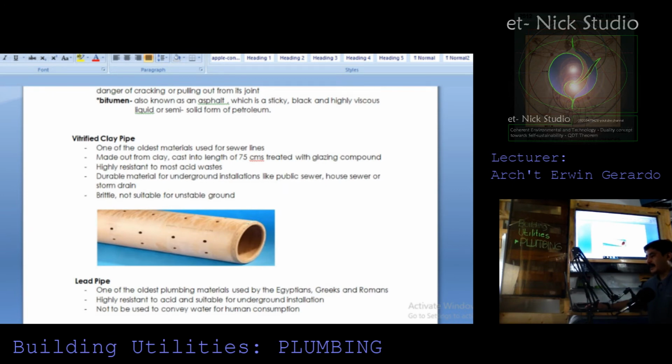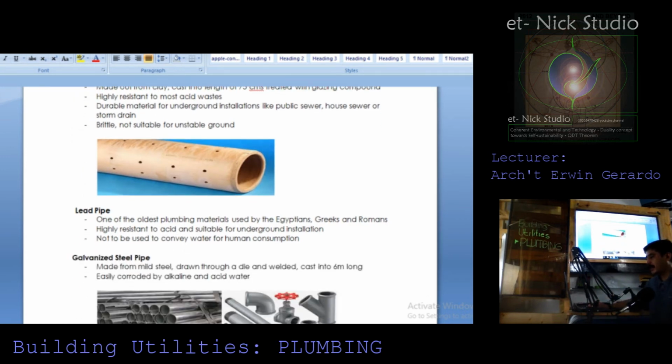Vitrified clay pipe, one of the oldest materials used in sewer lines. Made out of clay, cast into lengths of 75 centimeters, treated with glazing compound, highly resistant to most acid waste. Durable material for underground installation like public sewer, house sewer, or storm drain. It is brittle, not suitable for unstable ground.